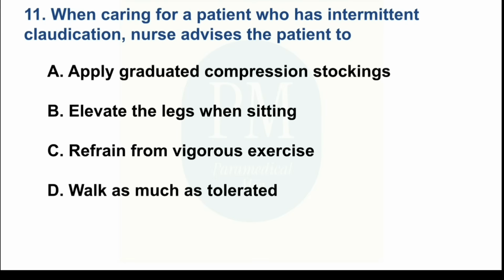When caring for a patient who has intermittent claudication, the nurse advises the patient to option A, apply graduated compression stockings. Option B, elevate the legs when sitting. Option C, refrain from vigorous exercise. Option D, walk as much as tolerated. The correct option is option D, walk as much as tolerated.